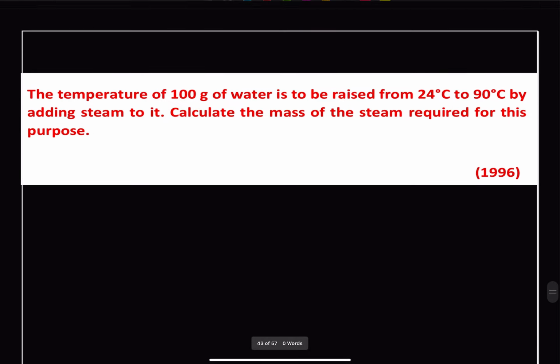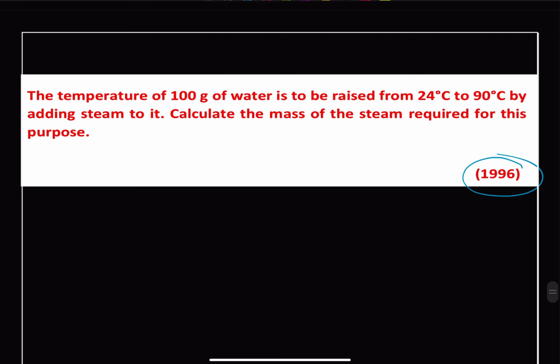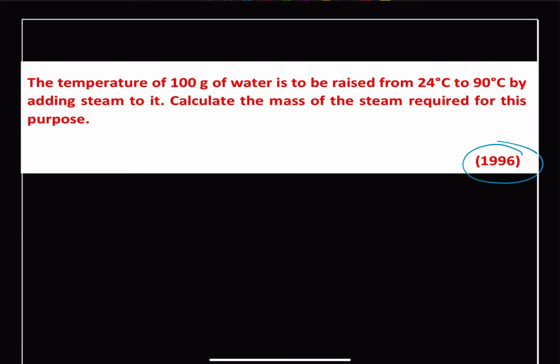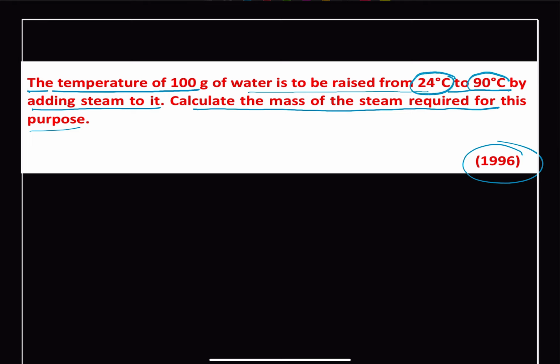Next question. It was also asked in the year 1996, and it states that the temperature of 100 gram of water is to be raised from 24 degrees centigrade to 90 degrees centigrade by adding steam to it. Calculate the mass of the steam required for this purpose. So we are given the mass of water, and we have to find out the mass of steam so that the temperature of the water can be raised from 24 degrees centigrade to 90 degrees centigrade. Okay.